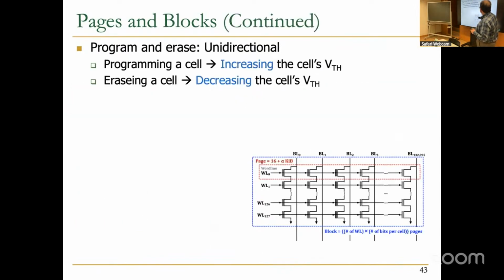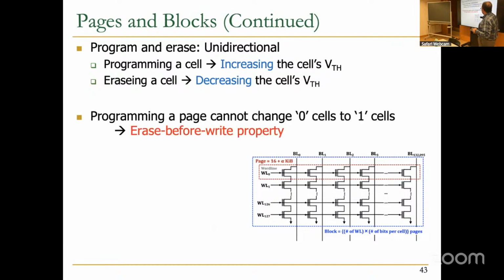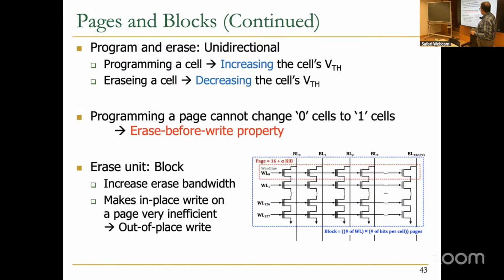Okay, so program operations are unidirectional. You already discussed it, right? When you program a cell, you need to increase the threshold voltage, and when you are erasing, you need to decrease the cell's threshold voltage. The programming cannot change 0 cells to 1, so that's why we need to do erasing. So we have the erase-before-write property in flash memory.